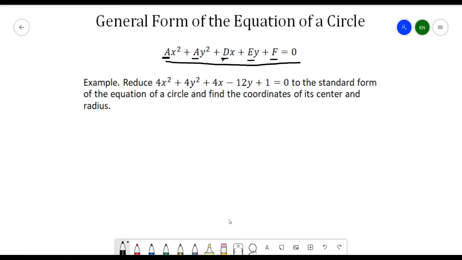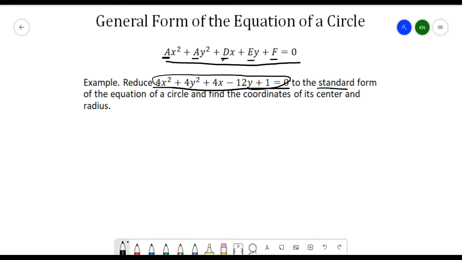So for example, we have here: reduce 4x squared plus 4y squared plus 4x minus 12y plus 1 equals 0 to the standard form of the equation of a circle and find the coordinates of its center and radius. So for this one, we need to reduce this equation to the standard form.